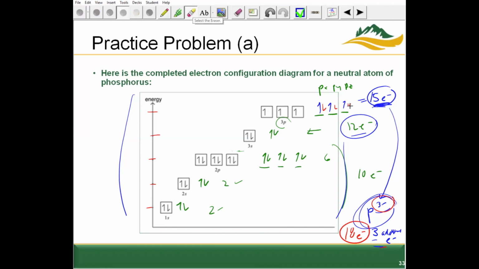For this practice problem here, we are just asked to consider neutral phosphorus that has 15 electrons. So this is our final answer. We will do some examples with ions too.